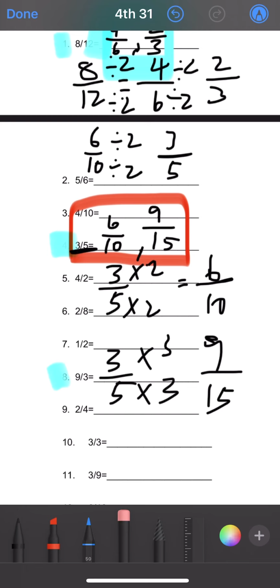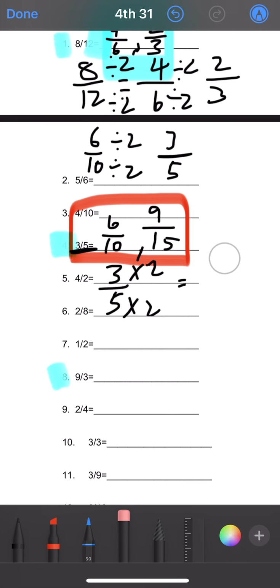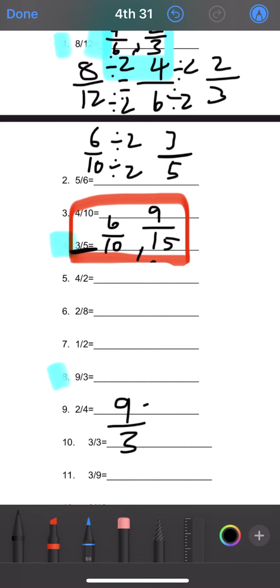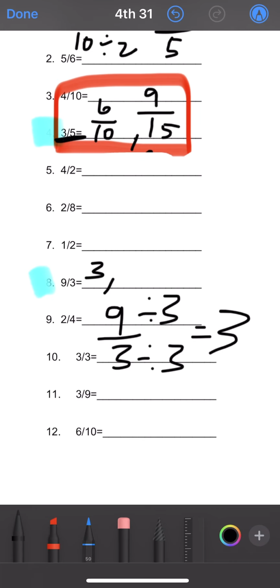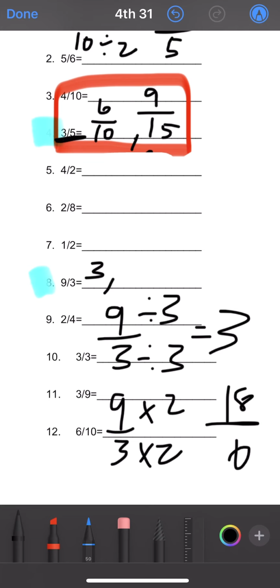I'll be doing number 8. Let me erase this so you guys can see better. 9 over 3 can be divided by 3 and simplified into 3. And you can't simplify more from 3, so we can multiply by 2 and we'll get 18 over 6.